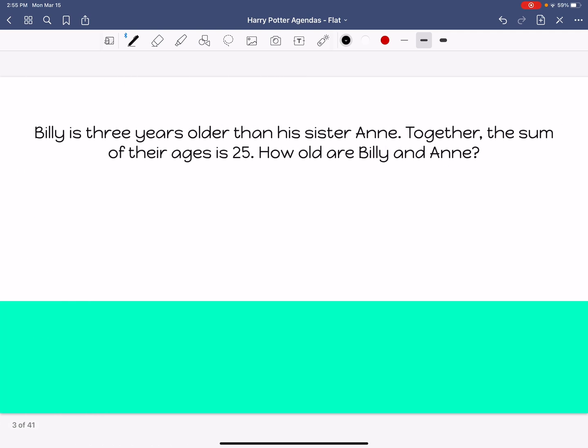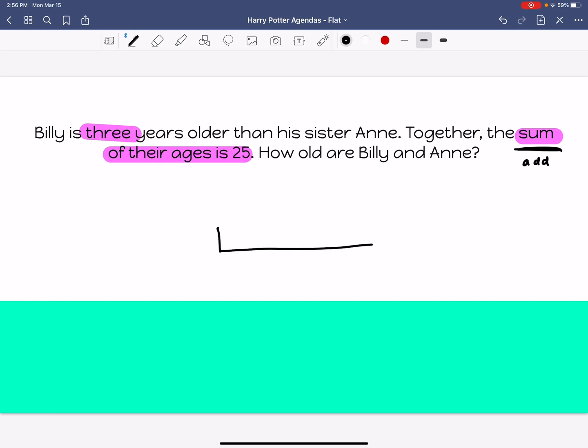Okay, so I want you guys to pause the video, try this one on your own, and then press play when you're ready. Okay, so now let's think about what we do know. Billy is 3 years older than his sister Anne, and together the sum of their ages is 25, and I want to underline this word sum. How old are Billy and Anne? So sum means that when we add two things together, that's what we get. We get a sum when we add two things.